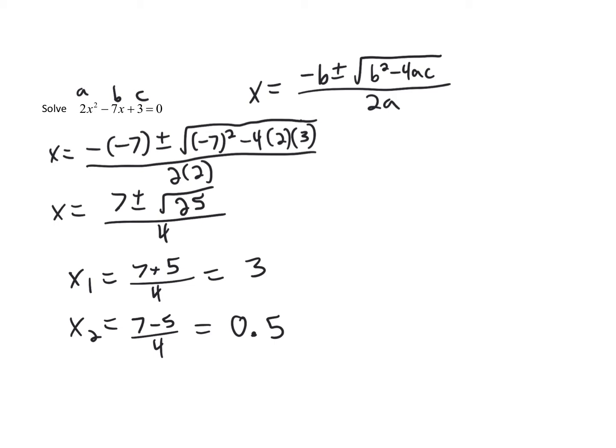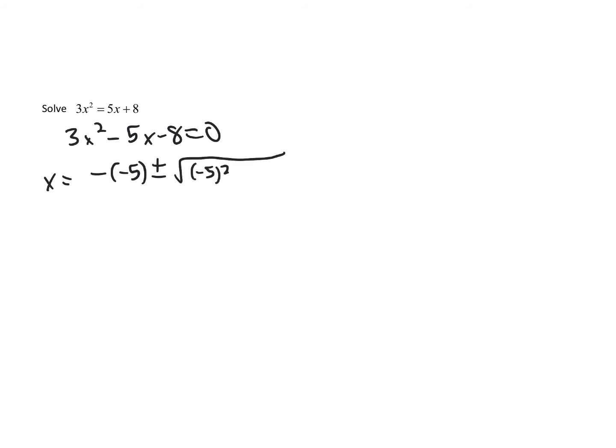Now these ones work out to nice numbers. These could have been factored, but this will work for any quadratic. Again, first thing I do when I see something like this, I rearrange it so it's equal to 0. Now let's use the quadratic formula. So x equals negative 5 plus or minus the square root of negative 5 squared minus 4ac all over 2a.